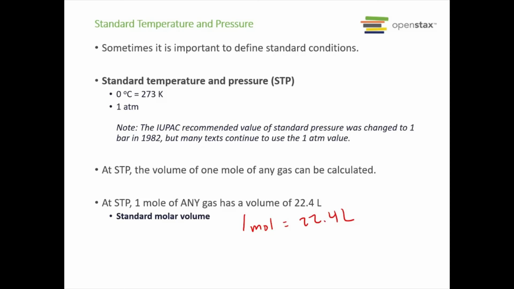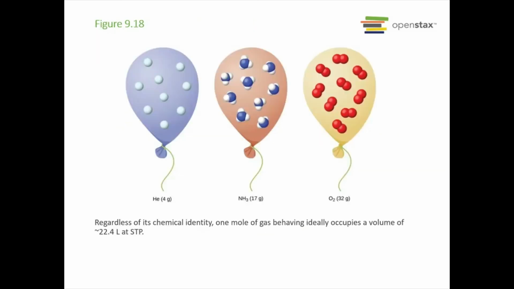So it's definitely something very handy to use. You can use this as a conversion factor. And here are 3 examples. These balloons each have 1 mole of a gas, so they have a volume of 22.4 liters. We're not talking about the mass of the gas, though. Notice, okay, 4 grams of helium, 17 grams of ammonia, 32 grams of oxygen. These are just 1 mole, or 22.4 liters. Still 1 mole of those gases.